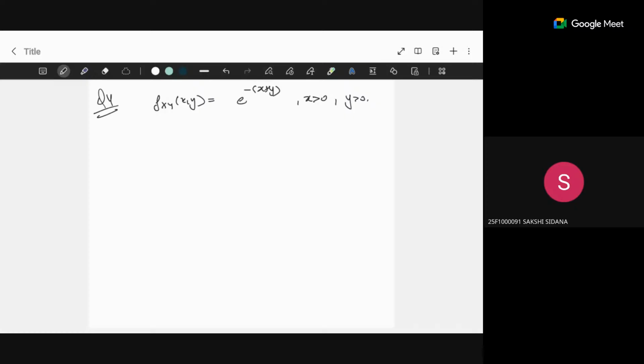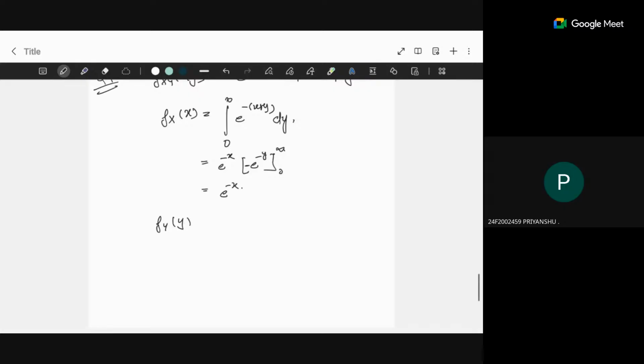Okay. So first of all, what is my f of x? It will be the integral from 0 to infinity of e raised to the power minus (x plus y) dy, correct? Yes, ma'am. So this will be e raised to the power minus x times e raised to the power minus y, evaluated from 0 to infinity. So this comes out to be e raised to the power minus x only, right? Yes, ma'am.